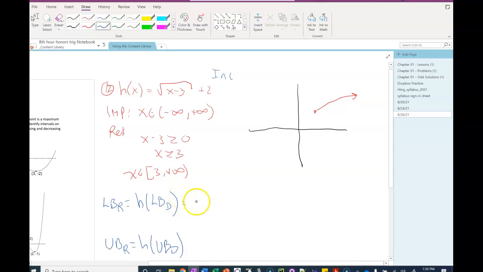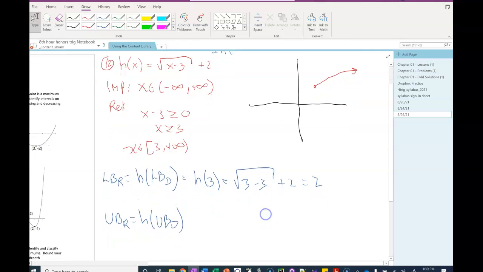The lower bound for my domain was 3, so h of 3. So square root of 3 minus 3, plus 2, which is 2. And because the domain that I used had a bracket on it to get the lower bound for the range, I know the lower bound for the range also has a bracket on it. So because this 3 had a bracket attached to it, the 2 that I get also is going to have a bracket attached to it. Sydney, so far so good?